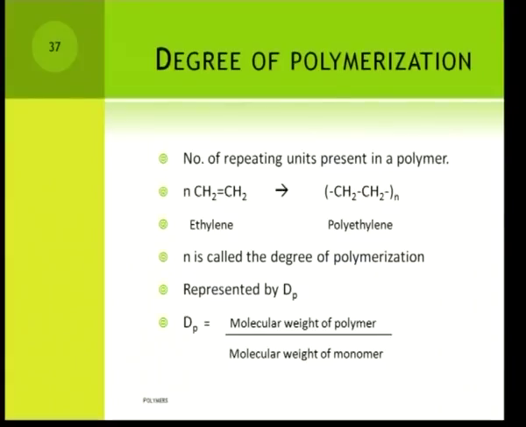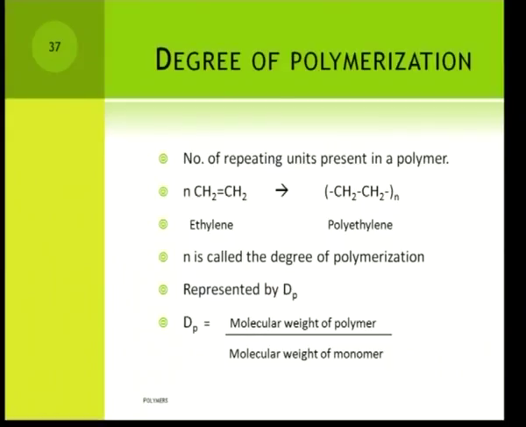Having seen what is functionality and its importance, now let us move on to another important term called degree of polymerization. What is degree of polymerization? This simply refers to the number of repeating units that are present in a polymer molecule. It refers to the number of repeating units that are available in a polymer. For example, let me say n number of ethylene monomer units combine to form a polymer called polyethylene, where the repeating unit is CH2CH2 and there are n number of such repeating units available in the polymer.